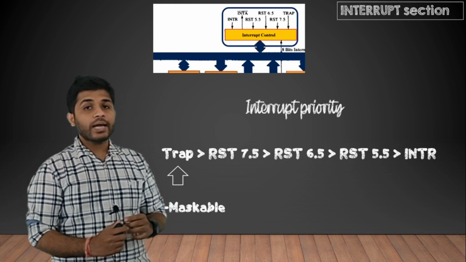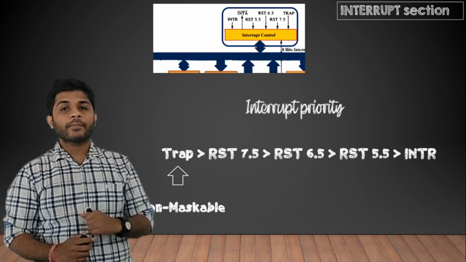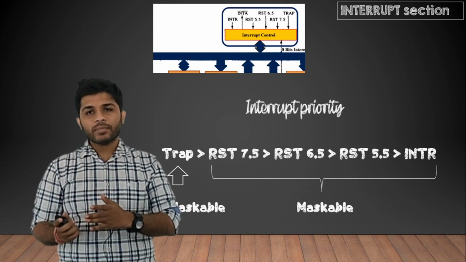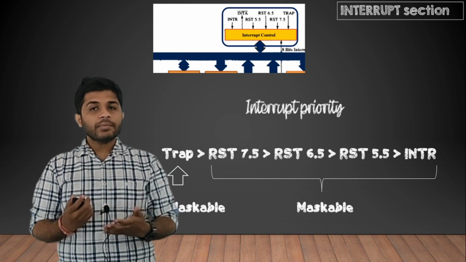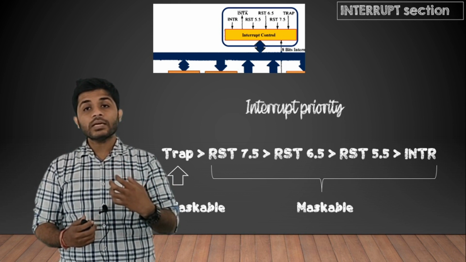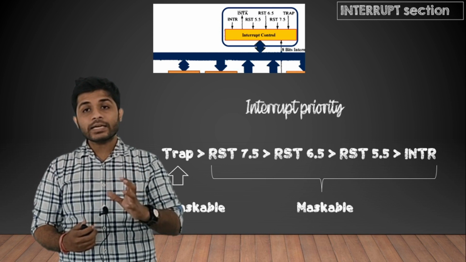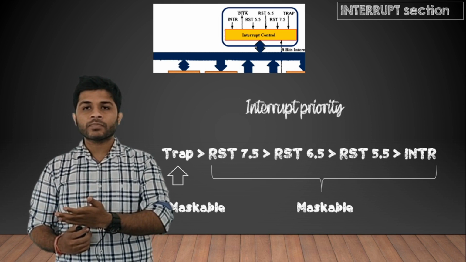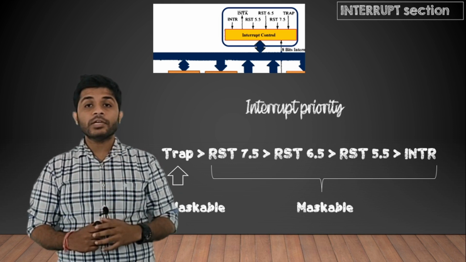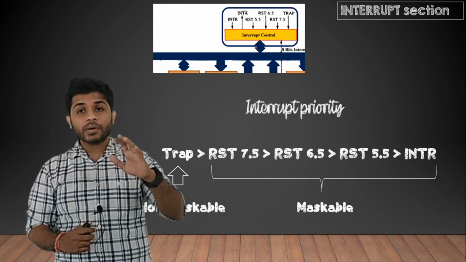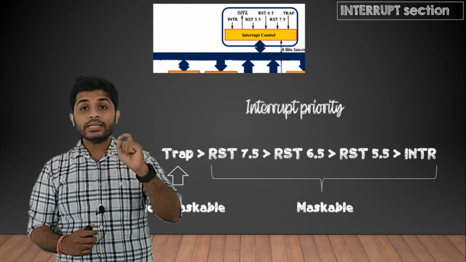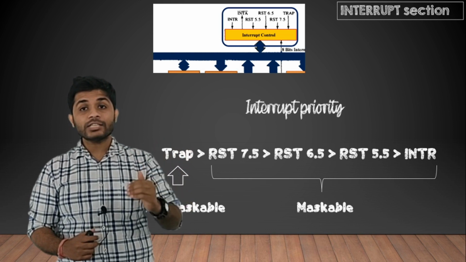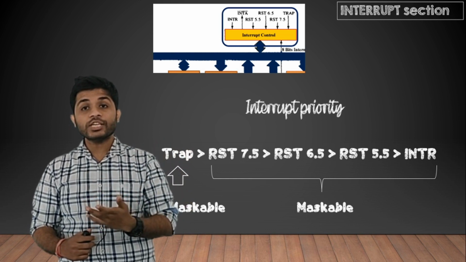You can see that TRAP is a non-maskable interrupt and the remaining interrupts are maskable. Now what is the meaning of non-maskable and maskable? Maskable means that if the processor is performing a very important program, in that case the processor can mask those interrupts which are less important or not important. But TRAP is a non-maskable interrupt. It means that if the processor is performing any important program and it gets an interrupt at the TRAP pin, it has to stop that program and execute the interrupt initiated by TRAP.